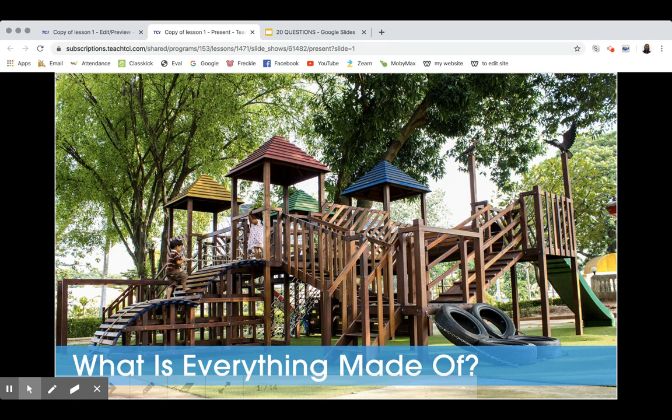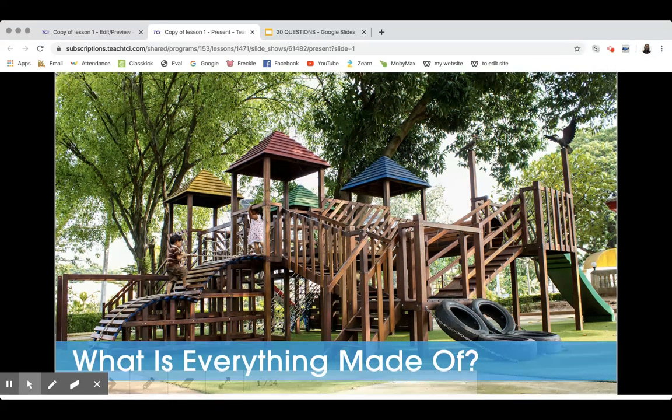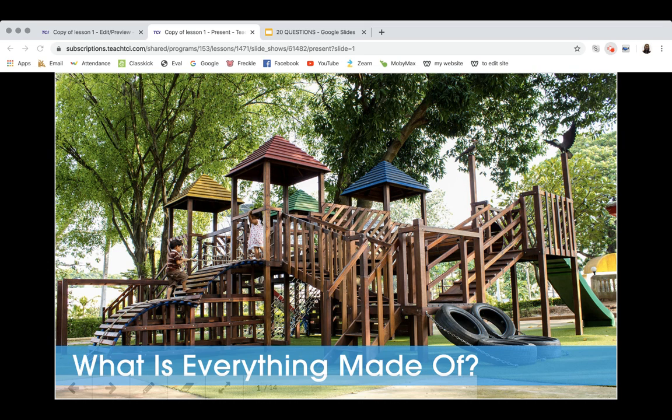Today we are going to continue with our lesson called What is Everything Made of? So last time we were together, we read through the book, and now we're going to be going through a few slides and see what they have for us now. All right, so the first slide we have here is the picture that we saw last time of our playground and all of the different objects that have different properties because they're made out of different materials.